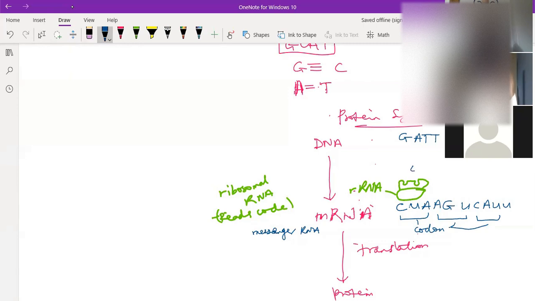So transfer RNA looks like this. It has what we call a clover leaf shape, like a clover leaf. And then the amino acid will be attached to it. Now over here will be the complement of whatever this is, right? So this C, so this is G. This will be A, and this is your U. So this is your tRNA. So tRNA is transfer RNA.